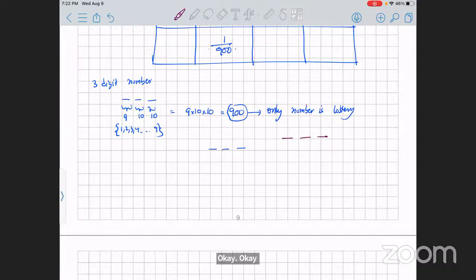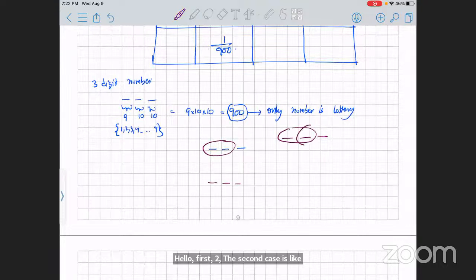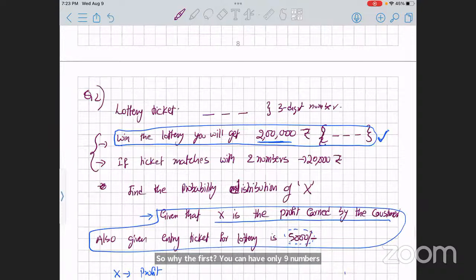Now, the first two digits can match. The second case is that the last two digits can match. And the third case is that the first and last digit can match. Agree? Why 9 for the first digit, can it have only 9 numbers? Because it is a 3-digit number, 0 cannot be included. If it is 0, like 099, it is a 2-digit number.